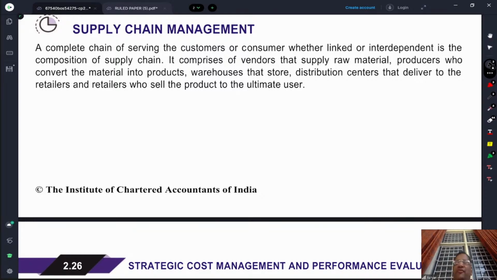So stop. Next line. Now the competition between the two firms is linked with supply chain management.